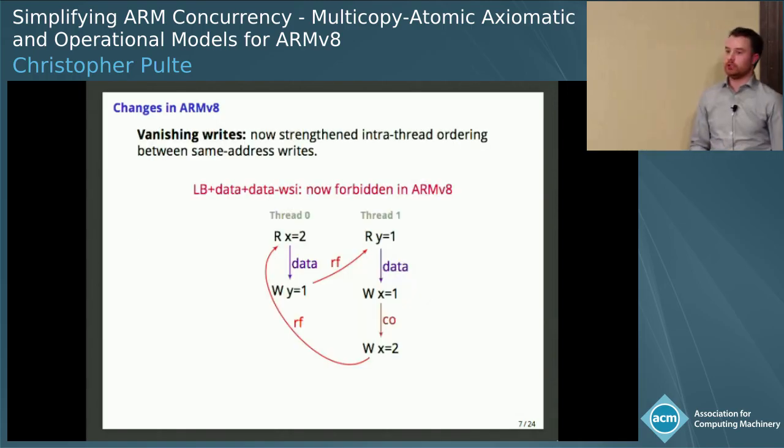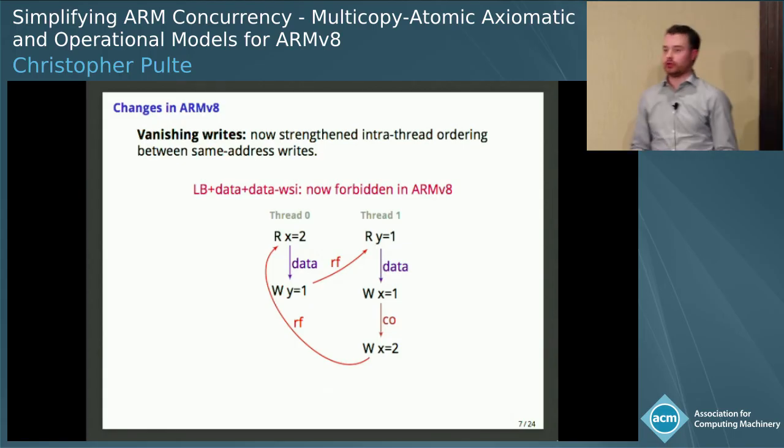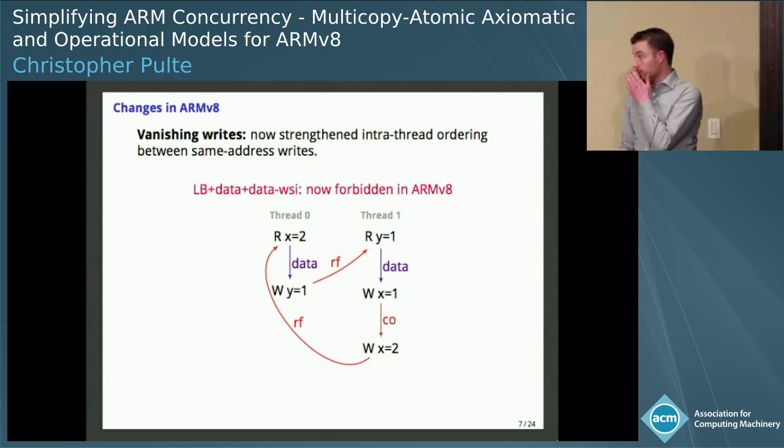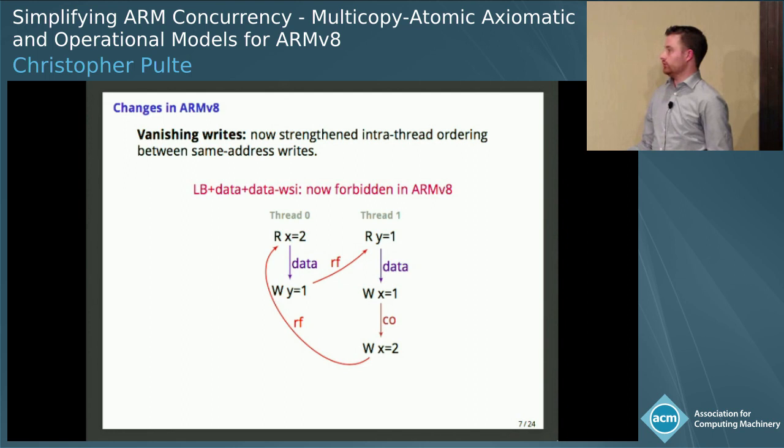Another change is concerning so-called vanishing writes or write subsumption, where if you look at this litmus test, only at the right-hand side actually, you have a read of y and a data-dependent write of x equals 1, and the following write of x equals 2 that is not data-dependent. Now previously, this write of x equals 2 was allowed to go ahead into memory early before this write of x equals 1, and thereby sort of subsuming it. This has now been strengthened to say that the write of x equals 2 must wait for this write of x equals 1. So the data dependency going into this write is strengthened.